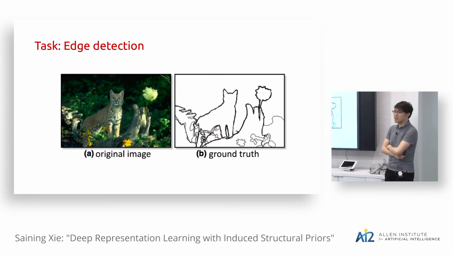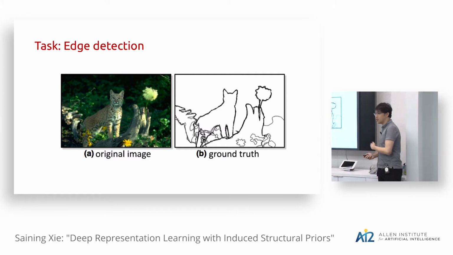Okay, so what is the edge detection task? If you're not familiar with it, it's really simple. You are given an original image, typically just a natural image, for example, a cat on the grass. You want the machine to predict the edge map of the scene in the image. This will be the desired output of the edge detection system.